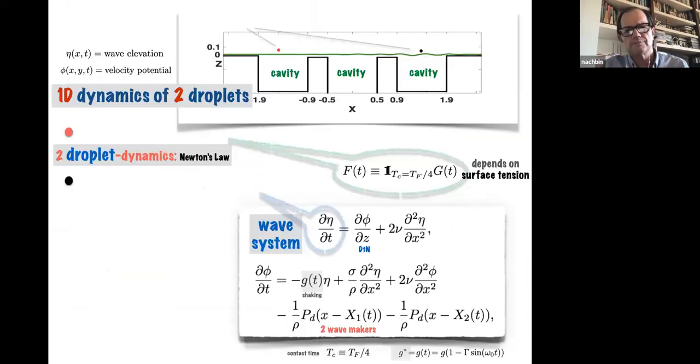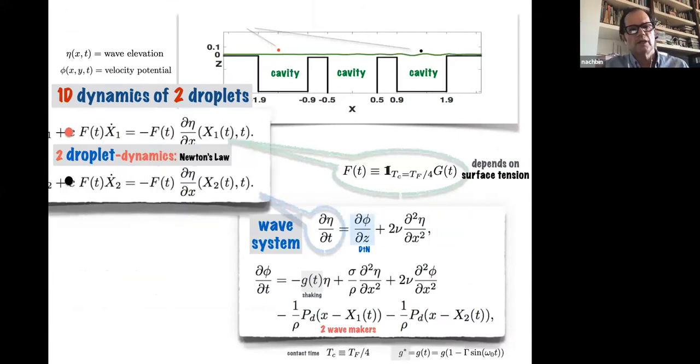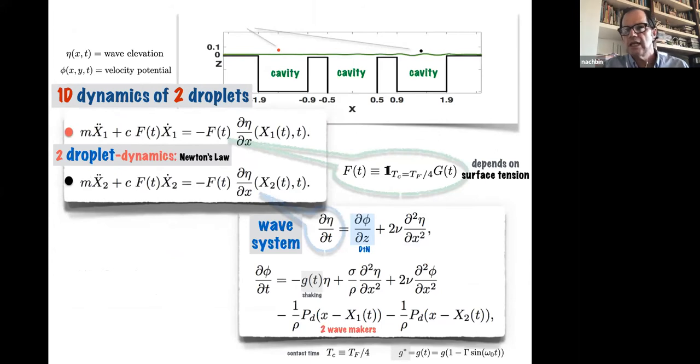Okay, all right. So now the equations for the droplets. The equations for the droplets are here. It's basically Newton's law. So we have mass times acceleration for one of the droplets, let's see, x1. The C term is a damping term because of friction of the droplet when it gets close to the free surface. So C is a friction constant, and the F of t that appears in both places has information of surface tension and other things.